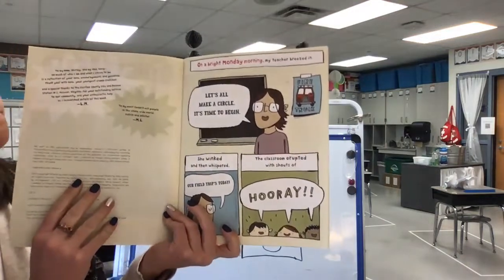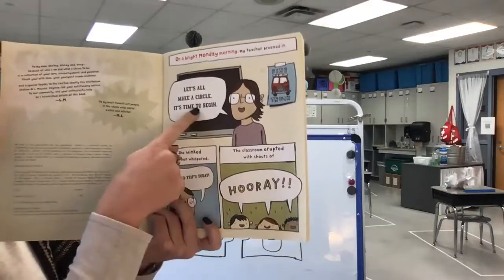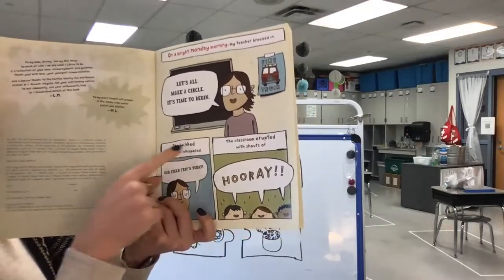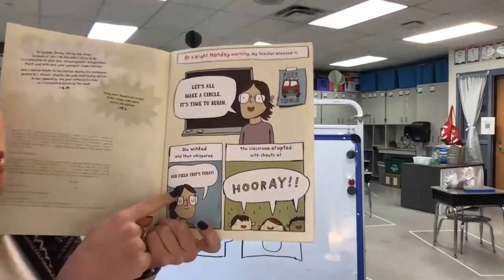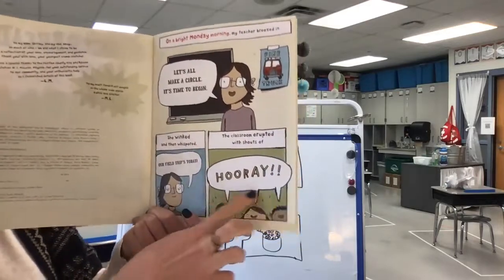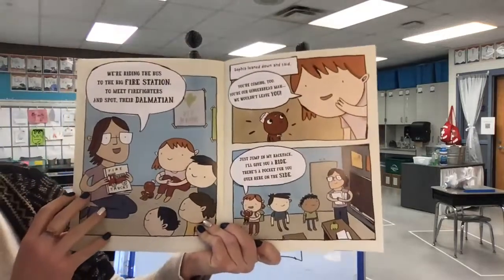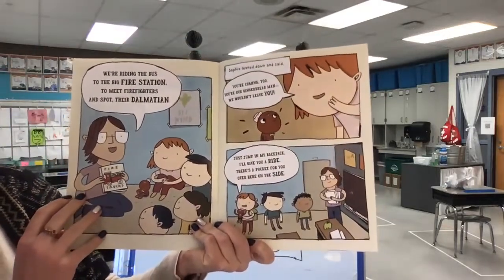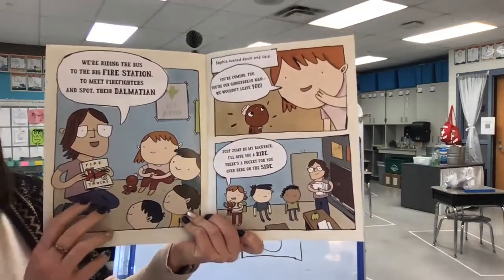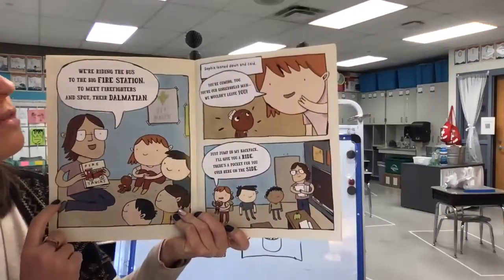Here we go. On a bright Monday morning, my teacher breezed in. Let's all make a circle. It's time to begin. She winked and then whispered, our field trips today. The classroom erupted with shouts of hooray! We're riding the bus to the big fire station to meet firefighters and spot their Dalmatian. What's a Dalmatian? It's a dog. It's a type of dog, right?